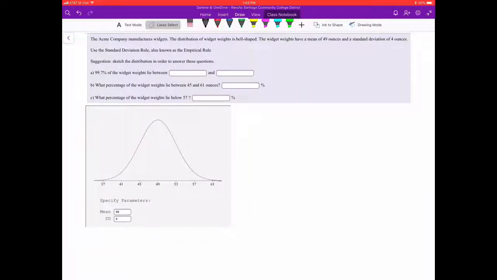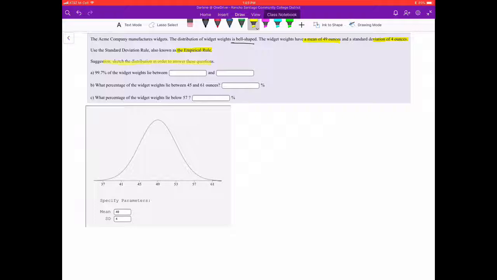Hi, in this example, we're going to use the empirical rule to determine some information about an application. The Acme company manufactures widgets. The distribution of widgets is bell-shaped. The widget weights have a mean of 49 ounces and a standard deviation of 4 ounces. So let's use the empirical rule, and the suggestion is to sketch a distribution in order to answer the questions.